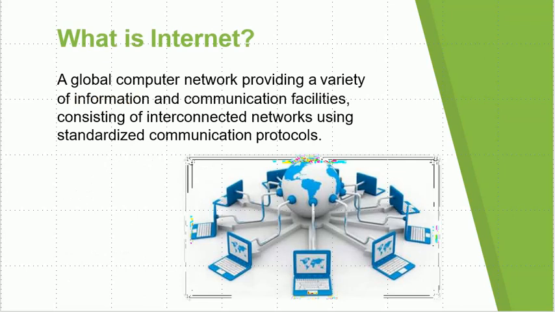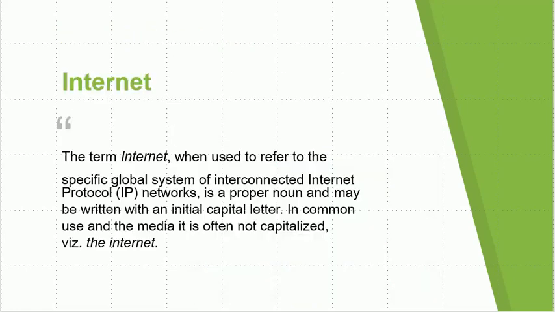So this is one place to get the information, and the other is the internet. It is a global computer network providing a variety of information and communication facilities, consisting of interconnected networks using standardized communication protocols. You know that the world has become a global village, so you can have access to a variety of information available on the internet related to your studies. Internet is a proper noun and may be written with an initial capital letter.